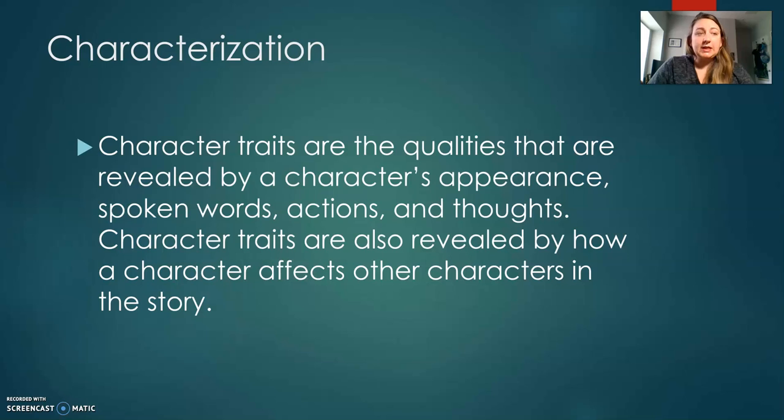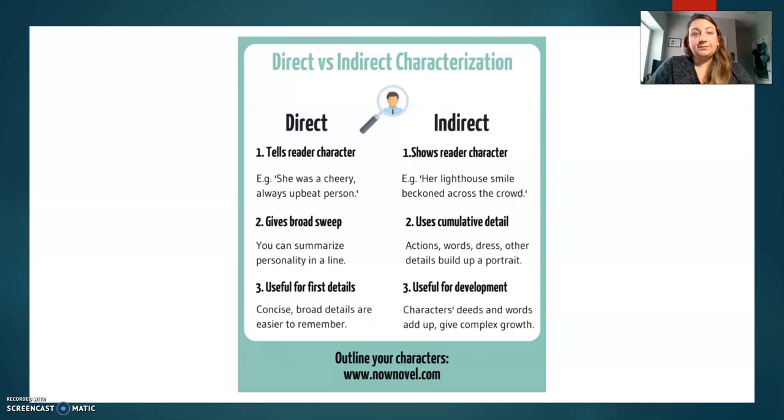So characterization, if you remember, are the character traits and the qualities that are revealed by a character's appearance, spoken words, actions, and thoughts. Character traits are also revealed by how a character affects other characters in the story. So this is the definition of characterization.